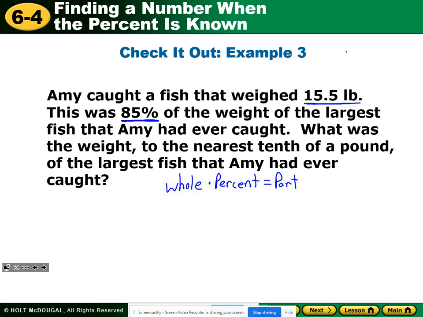I imagine everybody's going to be able to get to this point. So I'm going to go ahead and take a chance and write this down. Now we've got to figure out, is this fish, that 15.5 pounds, does that represent the 85%, or is it representing the whole?